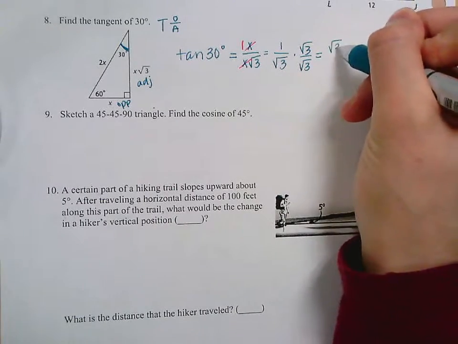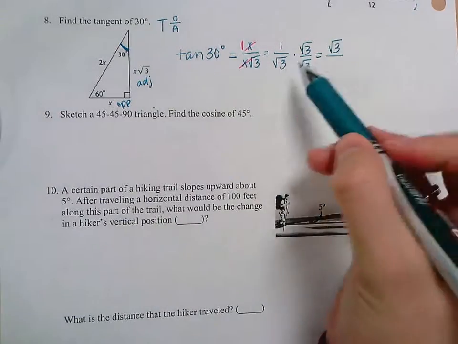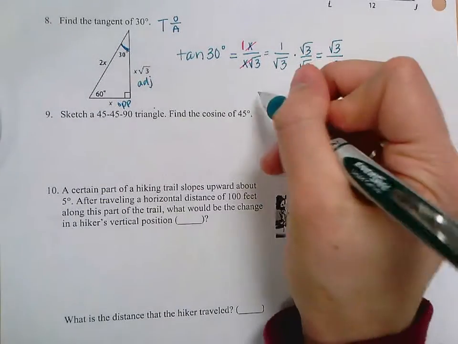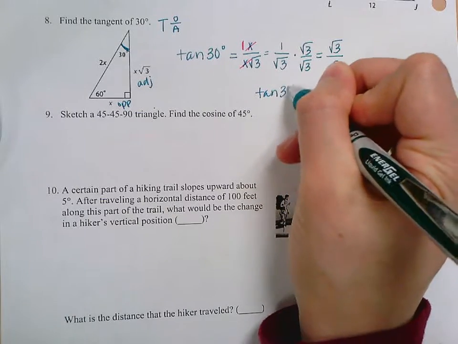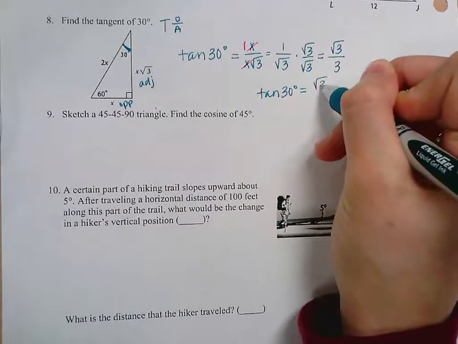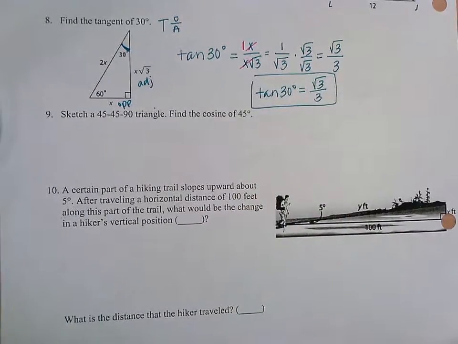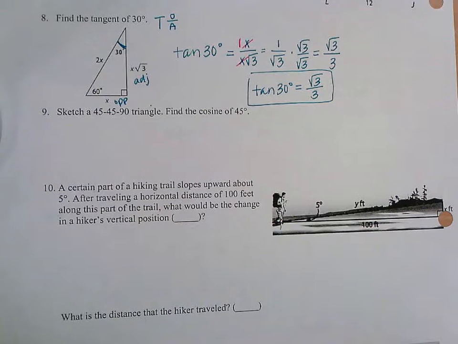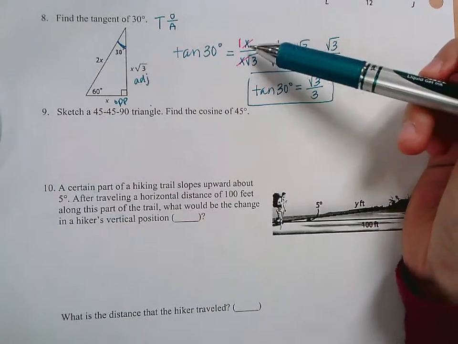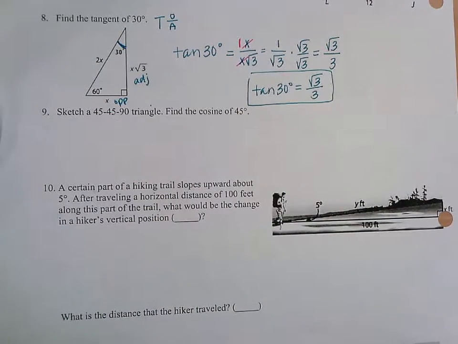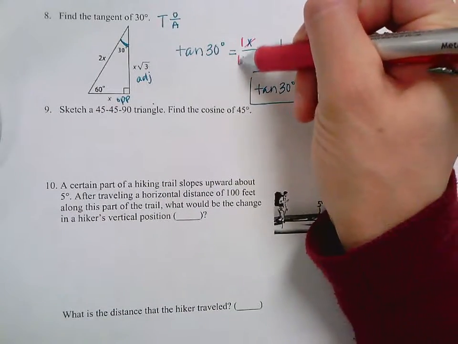So I get square root of 3 on the top. If you have the 1 in front, that's fine. And then square root of 3 times square root of 3 is 3. Okay, so tangent of 30 degrees is square root of 3 over 3. These x's canceled out. It was like when you have something over itself, they both cancel to be 1s. So this became a 1 here as well.